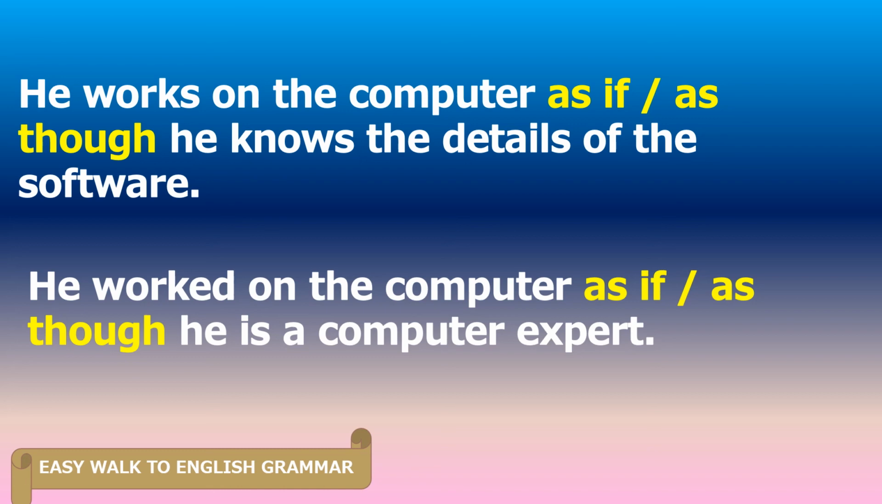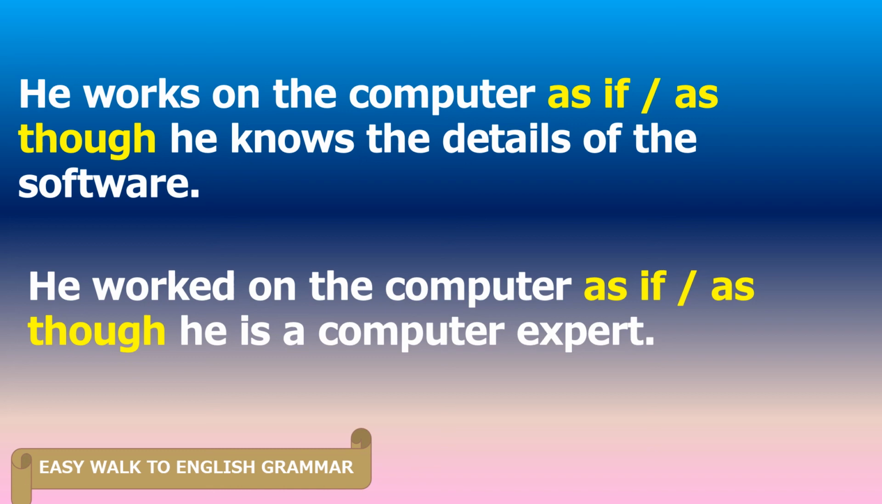Even though we changed the tense of the verb in the first section to past tense, worked, and we used is, the present simple form, in the section beginning with as if or as though, there is no change in meaning. Here also we are trying to tell that when we look at that person who works on the computer, when we notice the expertise with which he is working, the skill with which he is working, we are 100% sure he is a computer expert. That meaning can be brought into this sentence with the help of using the present tense form of the verb in the as if or as though section.